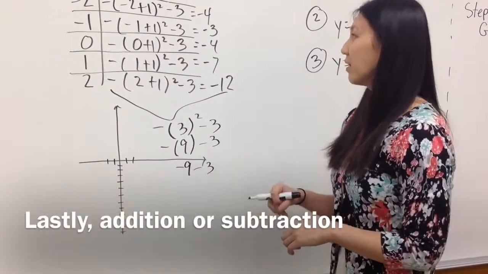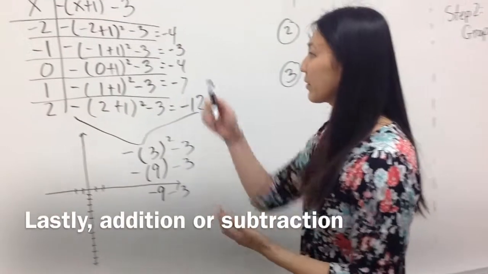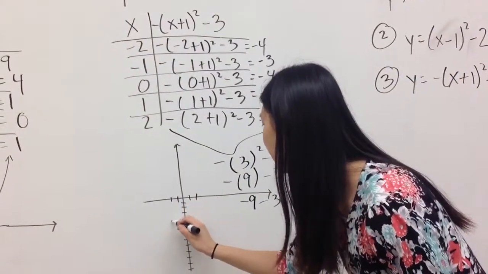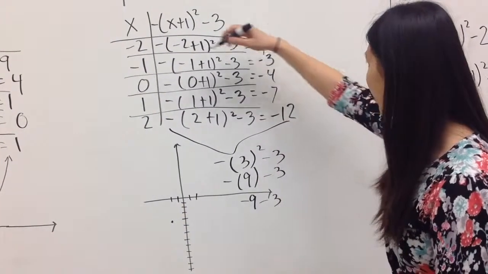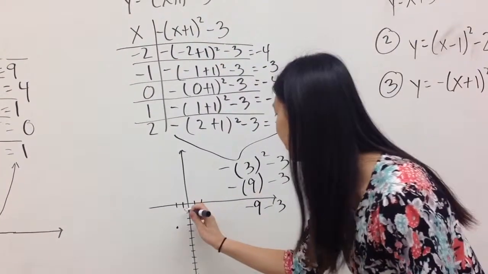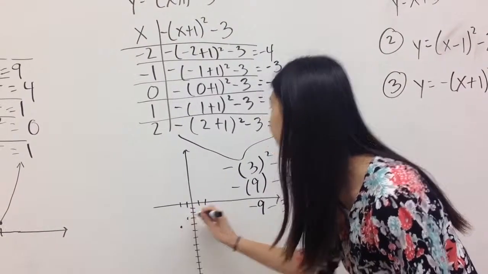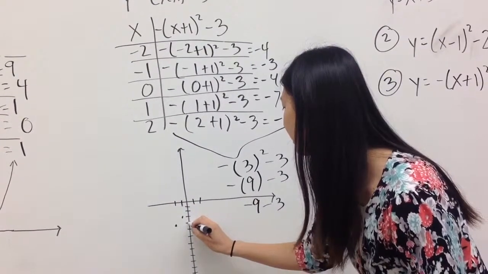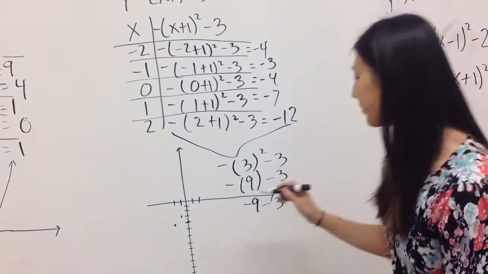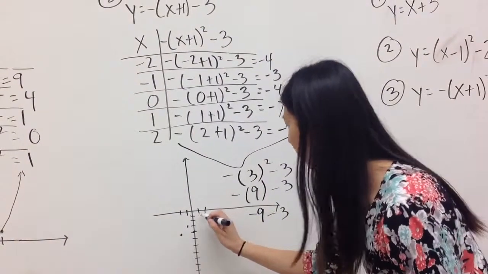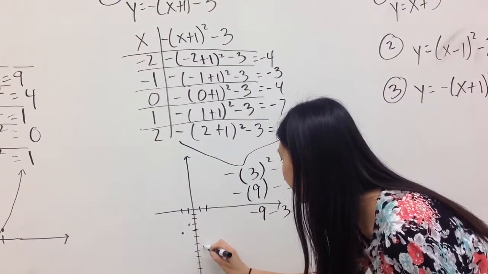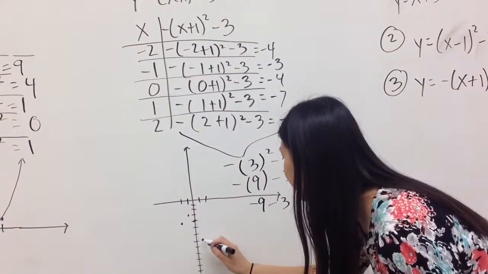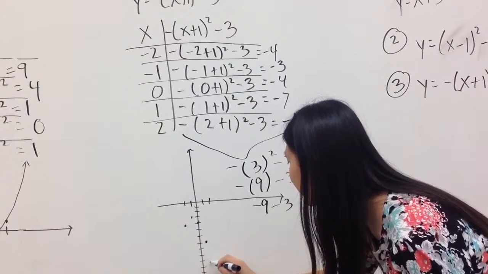Okay? Okay, now we're going to go ahead and plot those points. So I have negative 2, negative 4. So negative 2 and then 1, 2, 3, 4 is right there. I have negative 1, negative 3. So negative 1, negative 1, 2, 3 right here. Okay, 0, negative 4. Negative 3, negative 4 is right here. And then 1, negative 7. 1, 2, 3, 4, 5, 6, 7 down there. And then 2, negative 12. So that was negative 7, 8, 9, 10, 11, 12.